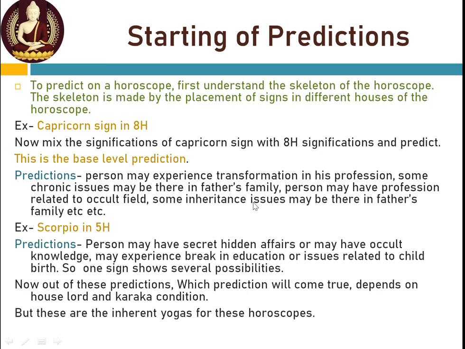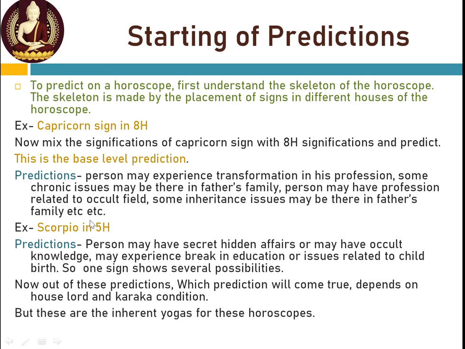A person may have professions related to the occult field also. Why? 8th house is the occult field. Capricorn is the profession. So this is how you have to mix significations. Some inheritance issues may be there in the father's family, etc. So these are inherent yogas. And which prediction will be true and which is not depends on the third level, when planets come into the picture.